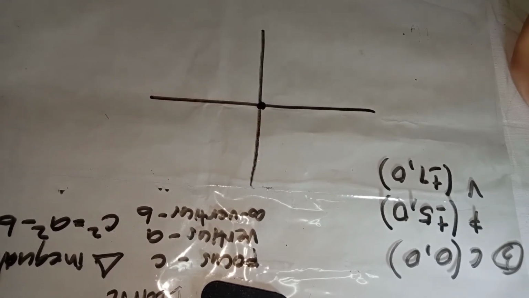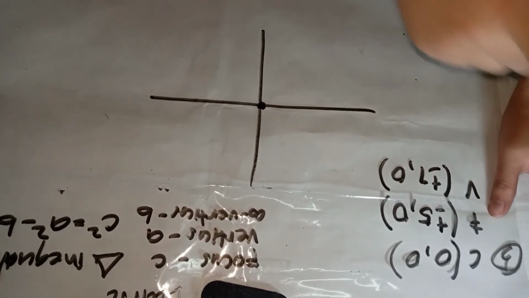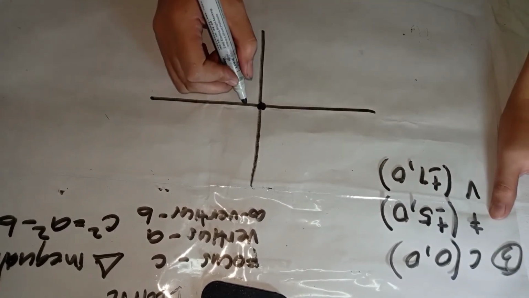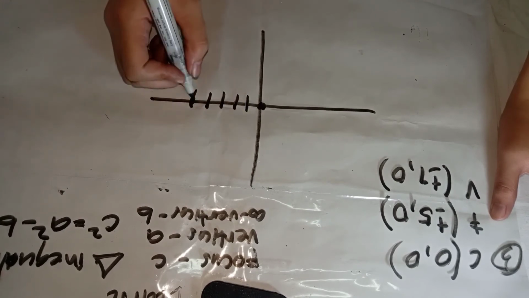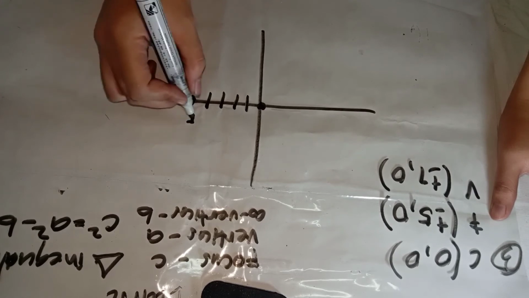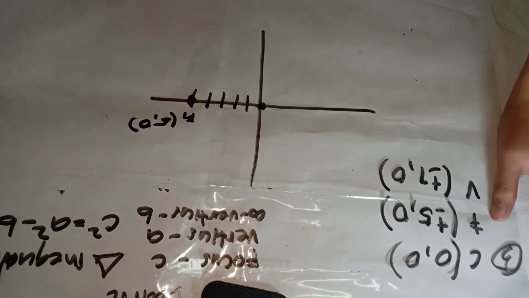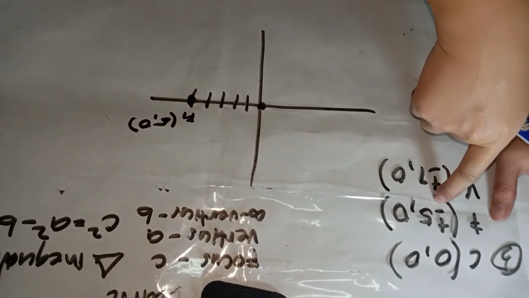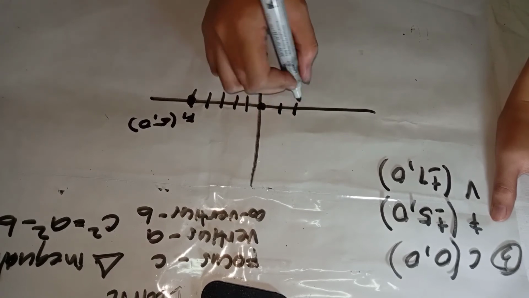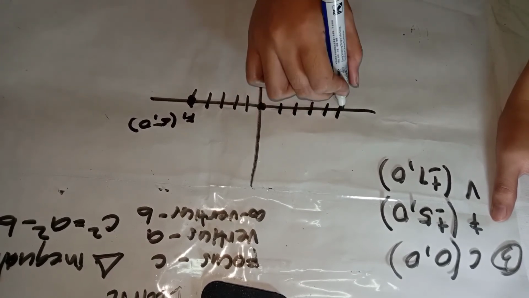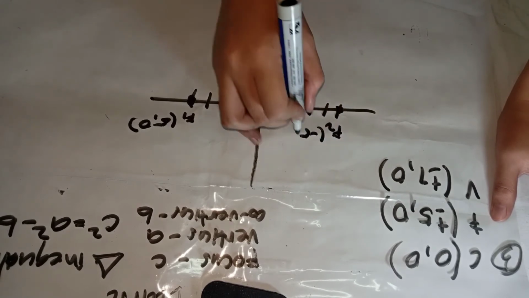This will be your center. So, sabi dito, your focus is positive, negative 5. So, let's start with the positive. Let's count here. So, 1, 2, 3, 4, 5. So, this is your focus 1, which is 5, 0. Here, negative 5, 0. So, let's count to the other side. 1, 2, 3, 4, 5. Is your focus 2, negative 5, 0.